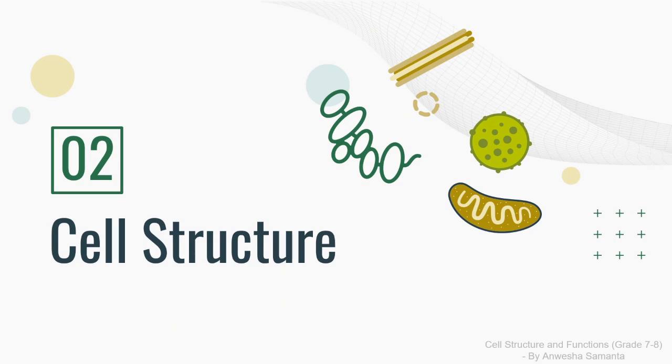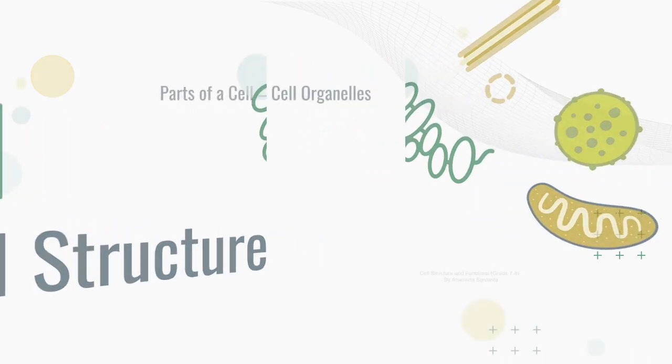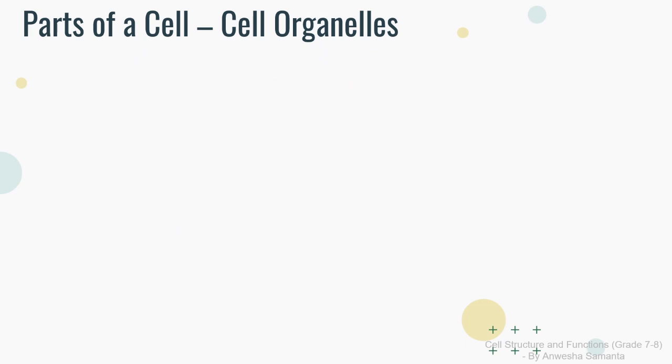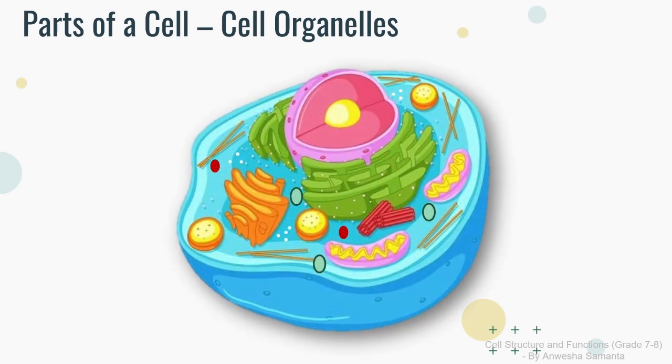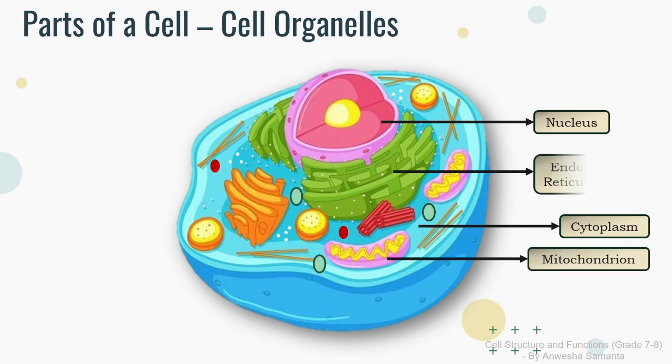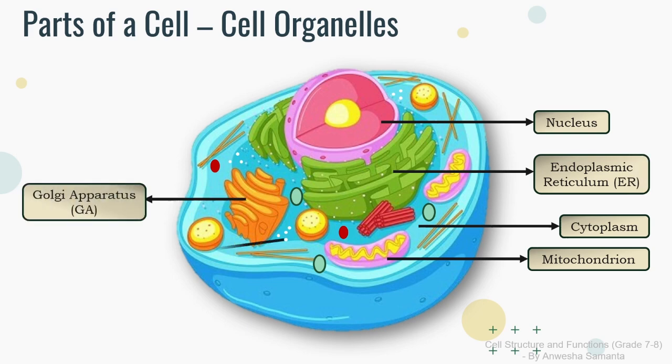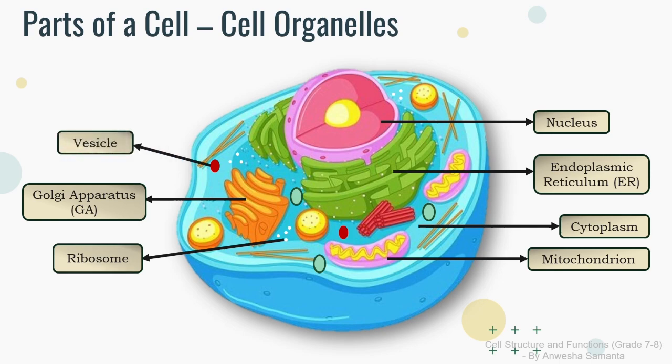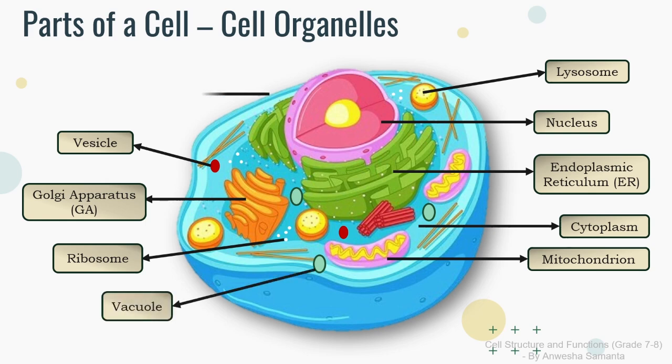Now, let's look at the structure of cells. Here's a diagram of a cell. Some important organelles are nucleus, cytoplasm, mitochondrion, endoplasmic reticulum, Golgi apparatus, ribosome, vesicle, lysosome, vacuole, and cell membrane.